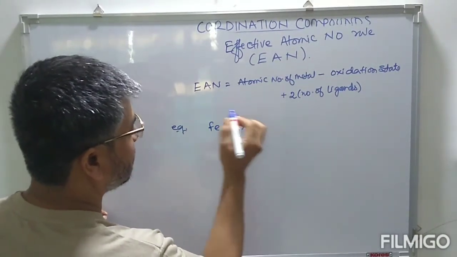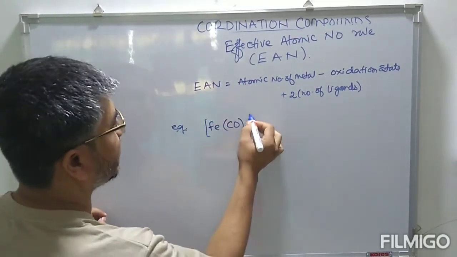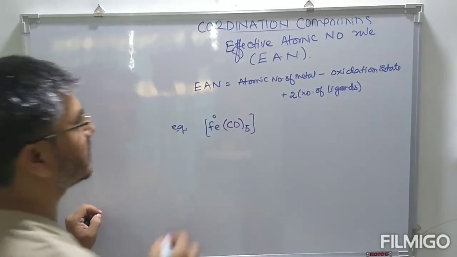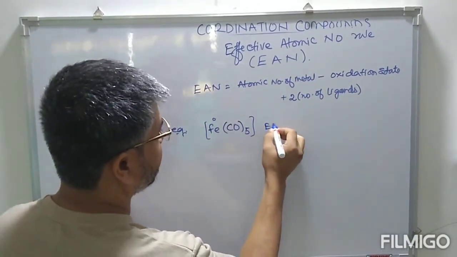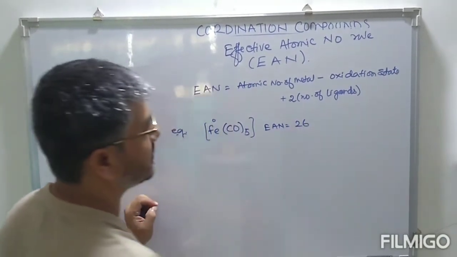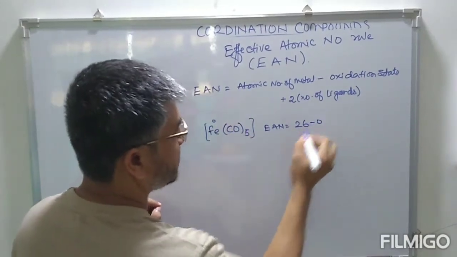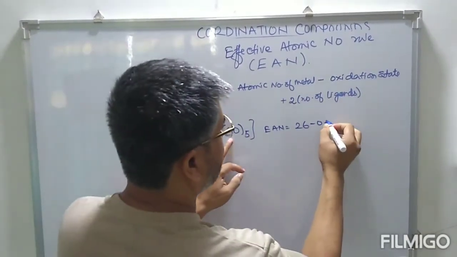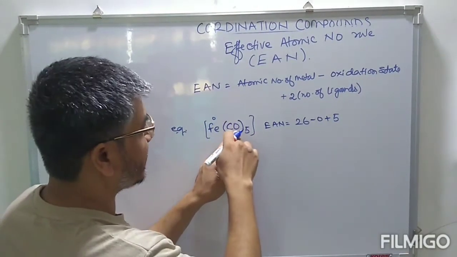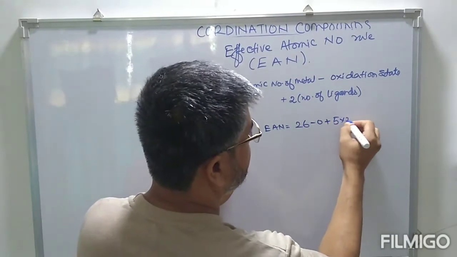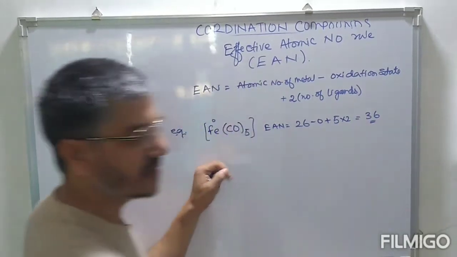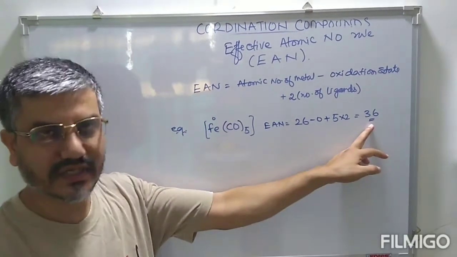Fe(CO)5. This is a complex. Iron is in zero oxidation state. So therefore, effective atomic number of iron: atomic number of iron is 26, oxidation state is 0, so minus 0, plus 5, we have total number of ligands as 5 and each ligand is going to donate a pair of electrons, so we say this 2. So this comes out 26 plus 10, 36. This is the atomic number of a noble gas.